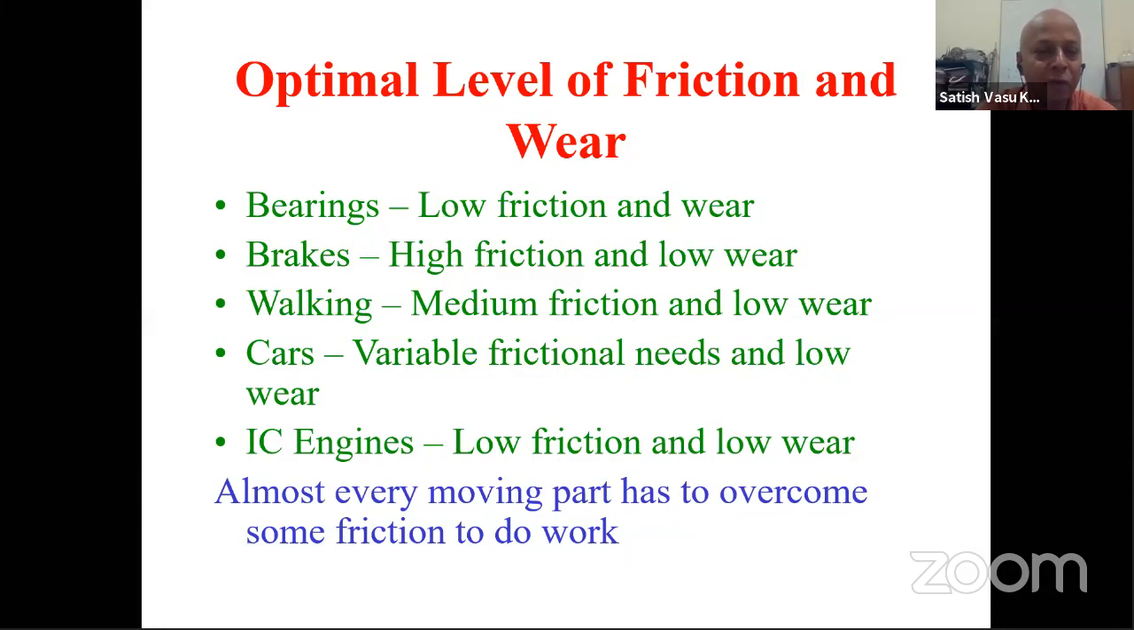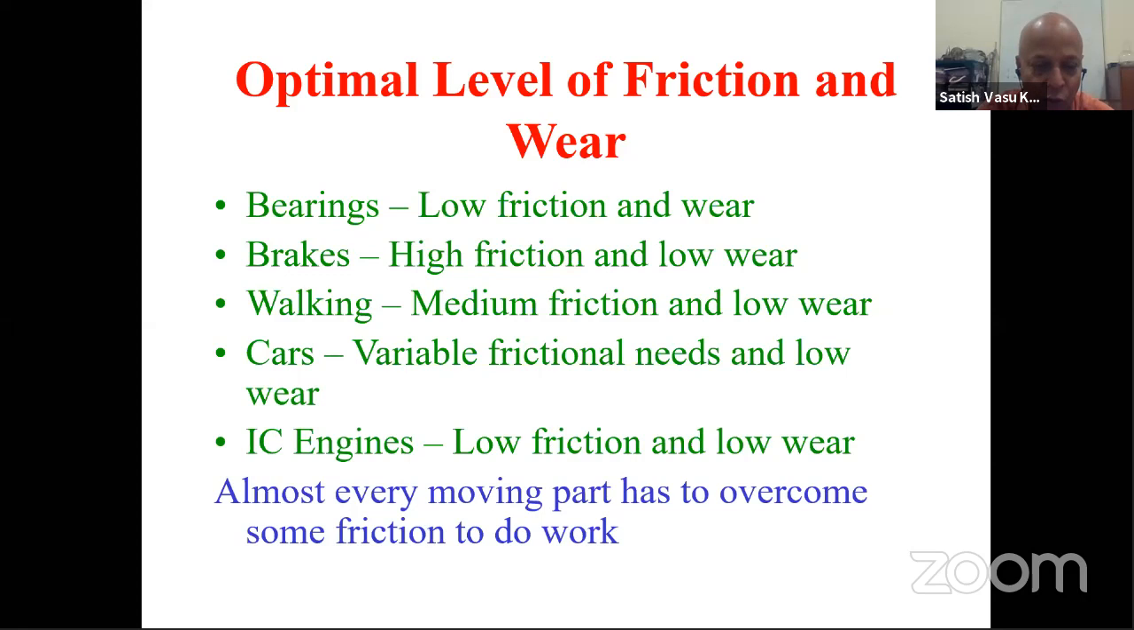So if you take a bearing, for example, you need to have low friction and wear. The requirement is completely different from that of a brake, where you need to have high friction and low wear. And if you are taking walking, for example, you are putting on a shoe and walking, you need to have medium friction and low wear. You should not have high friction, because then walking becomes that much more difficult. And if you have very low friction, you will slip and fall. And obviously, you want low wear because you don't want to keep changing your shoes or slippers.